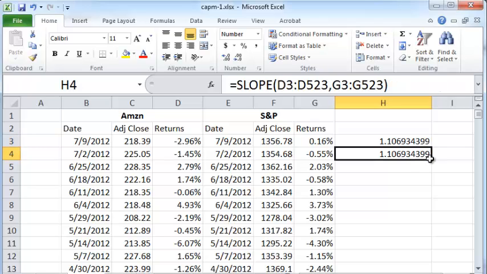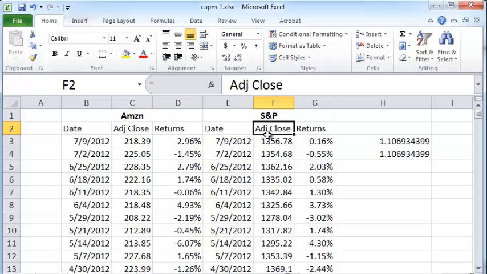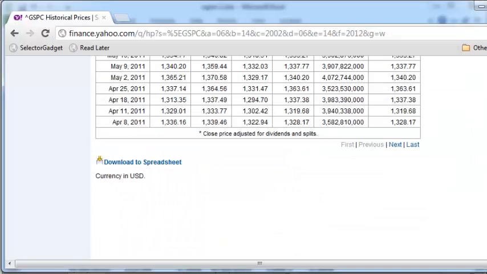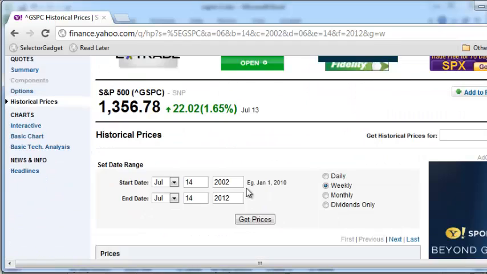So these are two ways in which you can compute the beta for a stock compared to the beta for a stock market index. The things to remember are you want to use the adjusted close, and you want to make sure you choose the same time interval for both of the stocks. If you're using weekly for your S&P 500 or your stock market index, then use weekly for your stock as well.